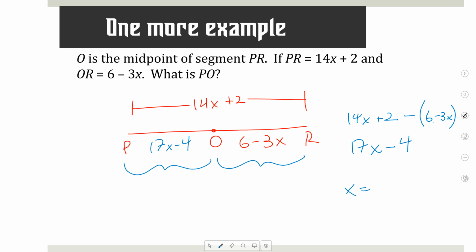However, that is not the answer to the question. The answer to the question is, how long is PO? So whatever you get for x, you have to plug it back in to find PO. And PO, if I go back to the 6 minus 3x, let's see, that's 3 halves and that's 12, so 9 halves.